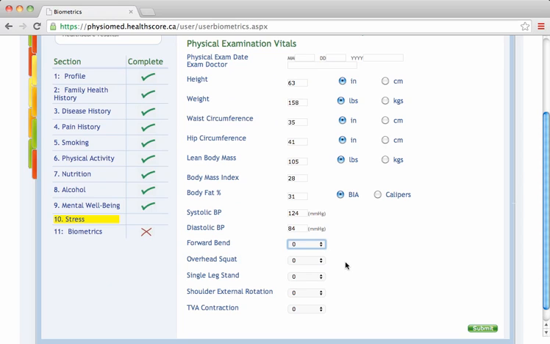Next, we're going to move on over to the clinical functional fitness screen, and everything is going to be graded in this from forward bend to TVA contraction from 0 to 3. 0 is a failing score due to pain provoked during the test, or poor. 1 is fair, 2 is good, 3 is excellent.